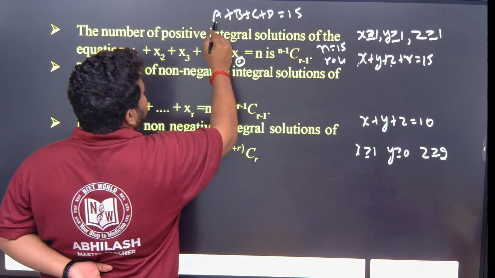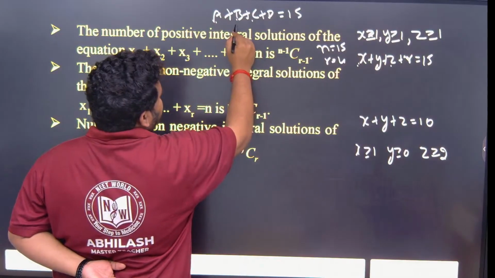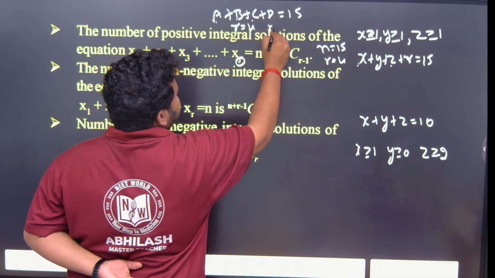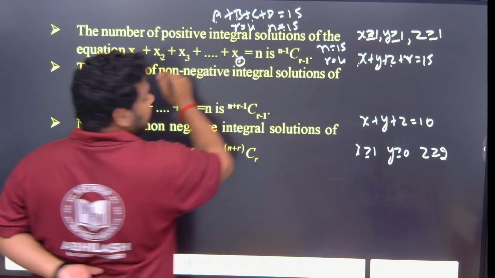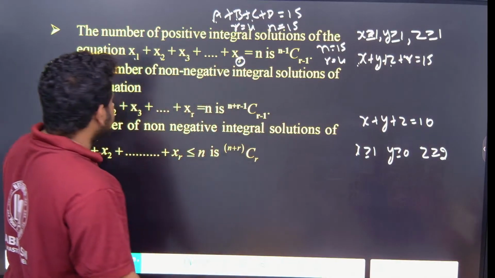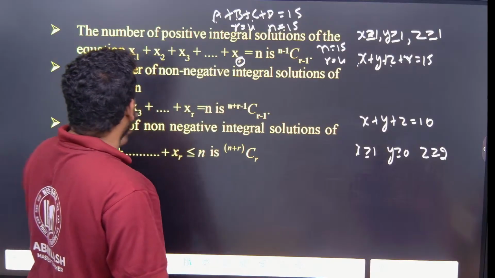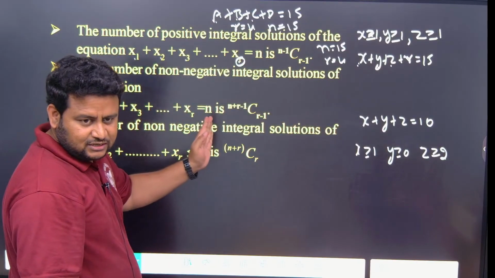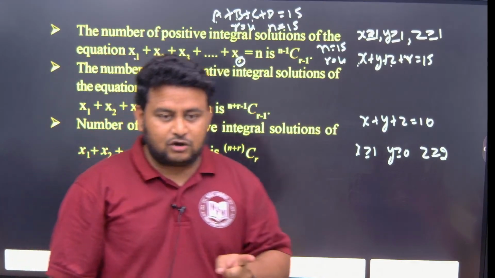So here r value is 4 and n value is 15. Now same thing, if they say the number of non-negative integral solutions of the same equation, they are telling non-negative. They are not telling positive.